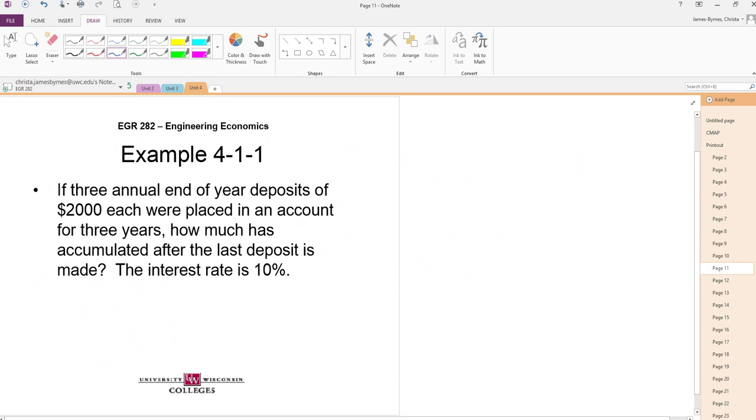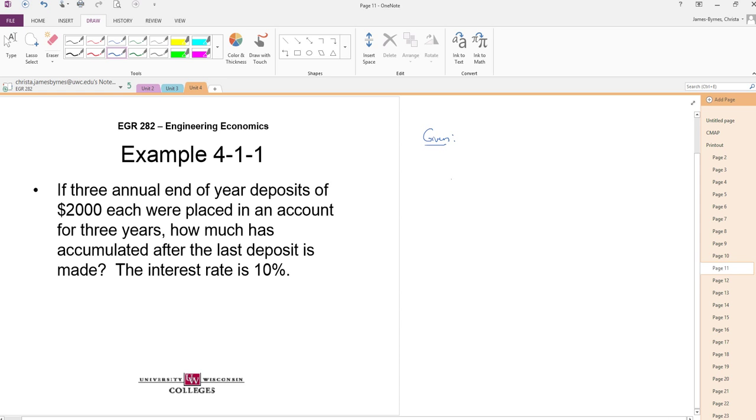So here's an example. There are 3 end-of-year deposits of $2,000 each placed in an account for 3 years. How much has accumulated after the last deposit is made? The interest rate is 10%. First thing in your mind should say, 10% what? Compounded annually, semi-annually? If it's not stated, the assumption is annually. So we'll write out our given.